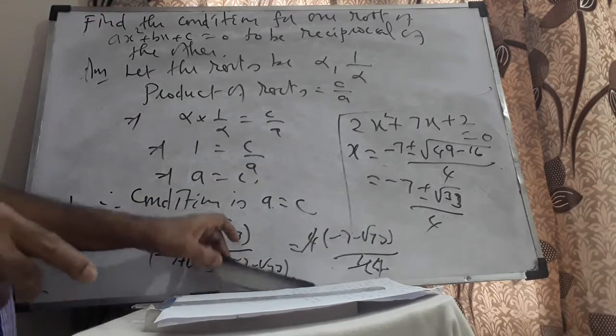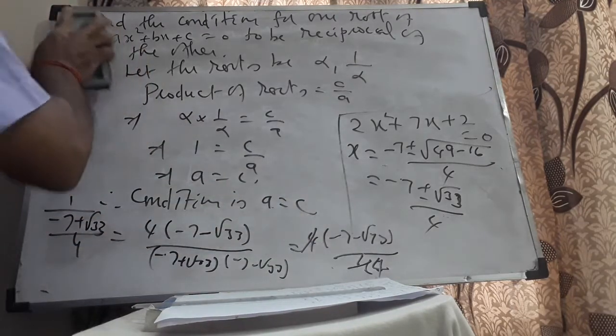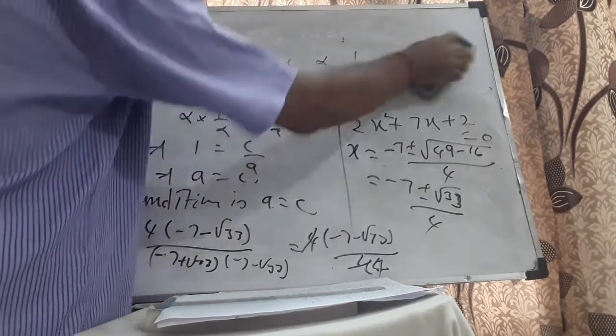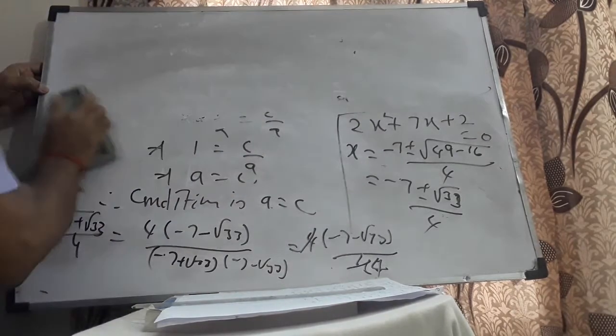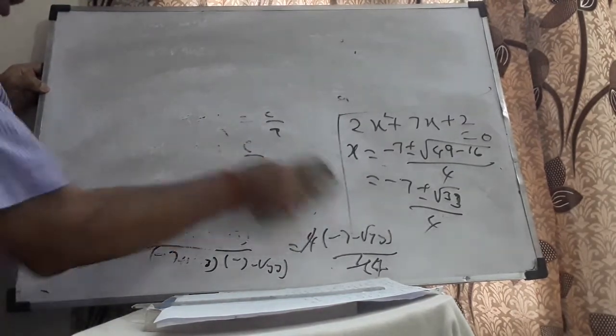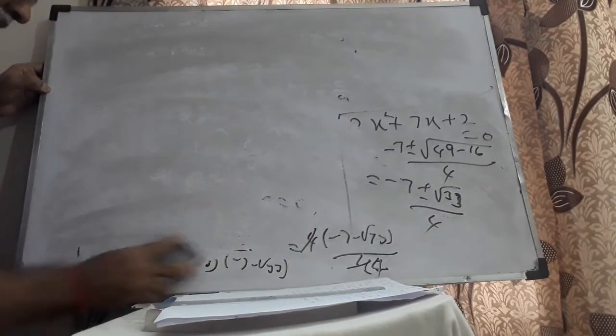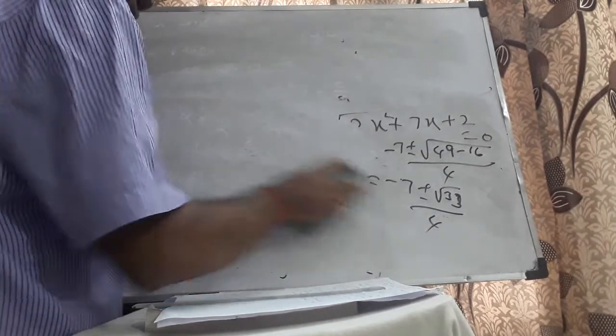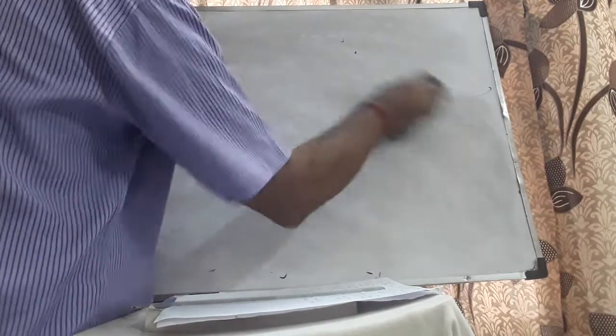Therefore, one is the reciprocal of the other automatically if a and c are equal. I am able to check with one example also. In one of the problems I am able to check that the condition we obtained is correct, is meaningful, is exactly correct. Checked. Okay, next, one more problem.